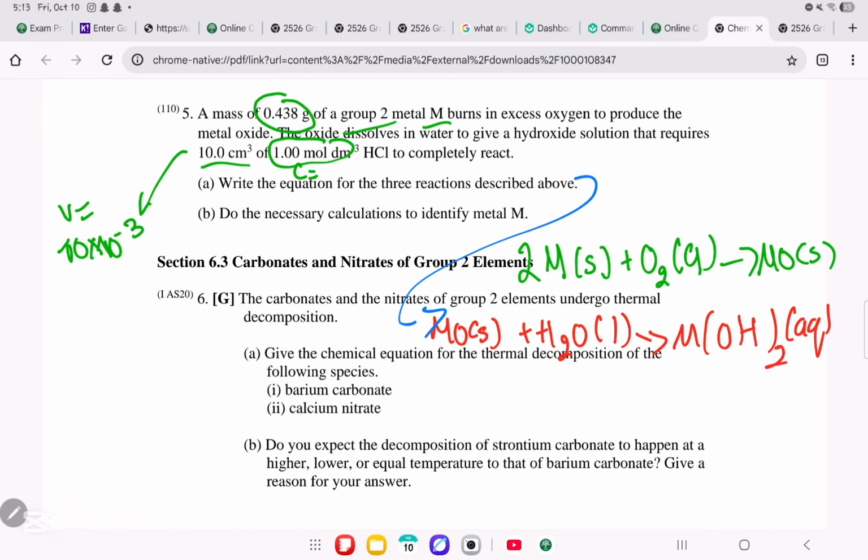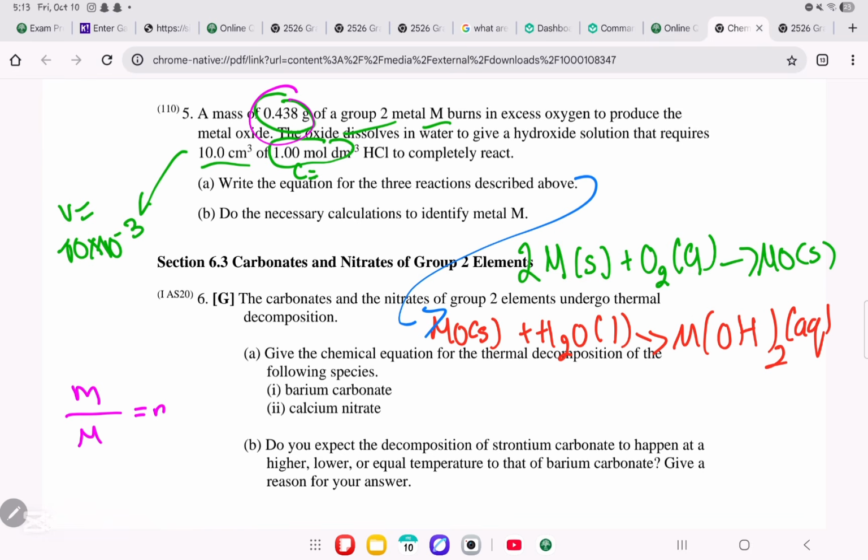Now part B, do the necessary calculations to identify metal M. They told us 0.438. First of all, how can we identify metal M? We can always identify a metal by finding its molar mass and then looking in the periodic table and finding it. So let us find the molar mass. We have the mass, right? So what equation relates the mass and the molar mass? It's very simply mass over molar mass equals number of moles n.